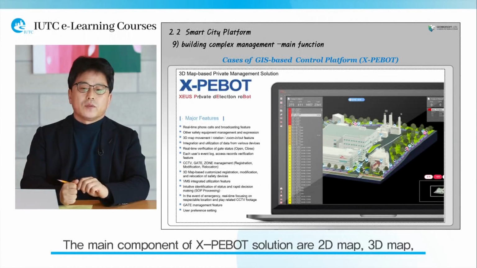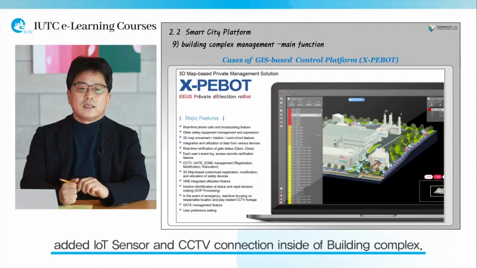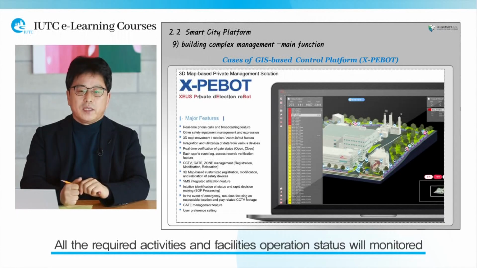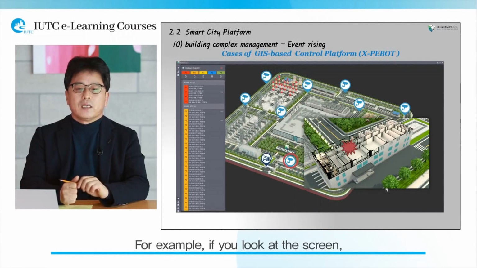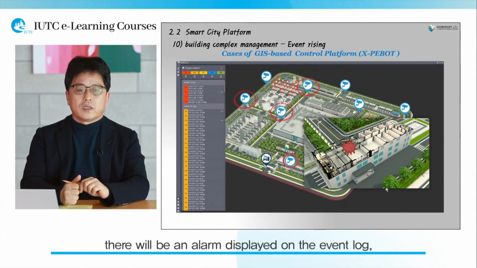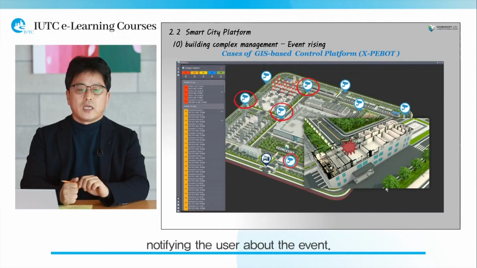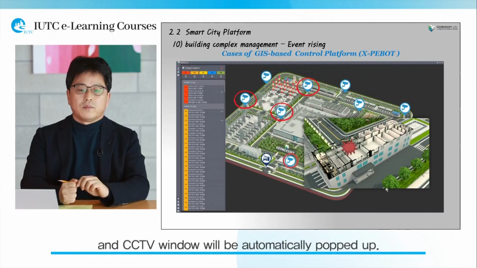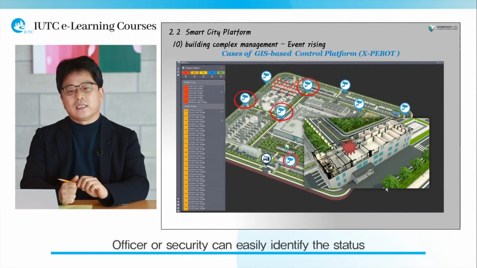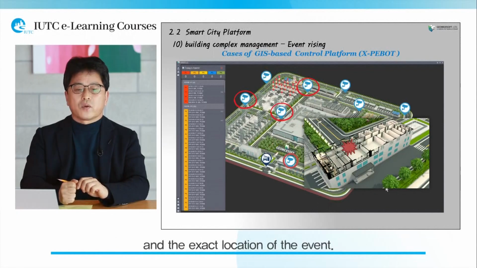The main components of the XPivot solution are 2D map, 3D map, and added IoT sensors and CCTV connection inside the building complex. All the required activities and facility operation data will be monitored and alarmed, sometimes automatically, for security and management purposes. For example, if you look at the screen, when an event occurs near the entrance, an alarm is displayed on the event log notifying the user about the event. Also, the corresponding CCTV icon is highlighted simultaneously, and a CCTV window automatically pops up. The officer and security people can easily identify the status of the event and its exact location.